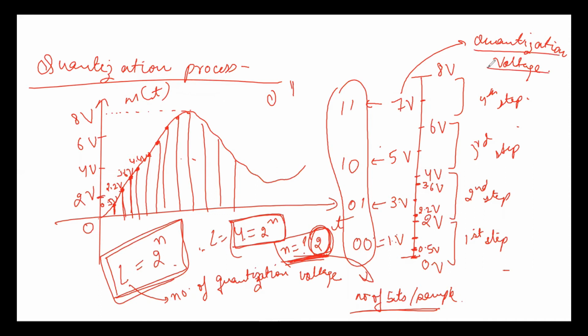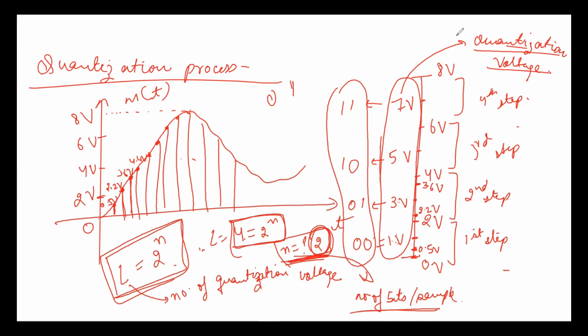And what are my quantization voltages? My quantization voltages are 1 volt, 3 volt, 5 volt and 7 volt only. We don't have 4 volt as a quantization voltage, so we can't round off to 4 volt, because we have to round off to the quantization voltage, which are 1 volt, 3 volt, 5 volt and 7 volt. Okay, 4 volt is not my quantization voltage. Is that clear? Any doubt, you can ask.